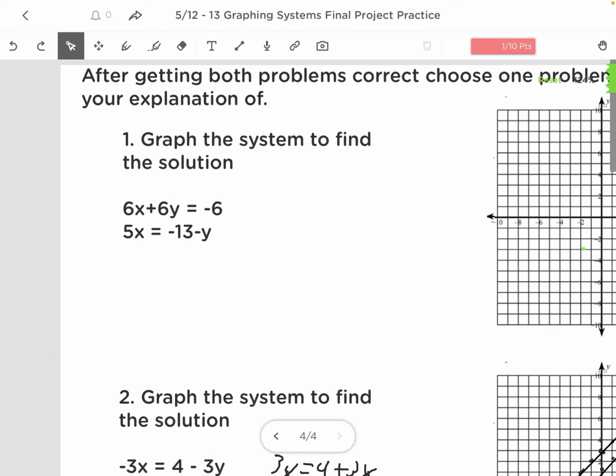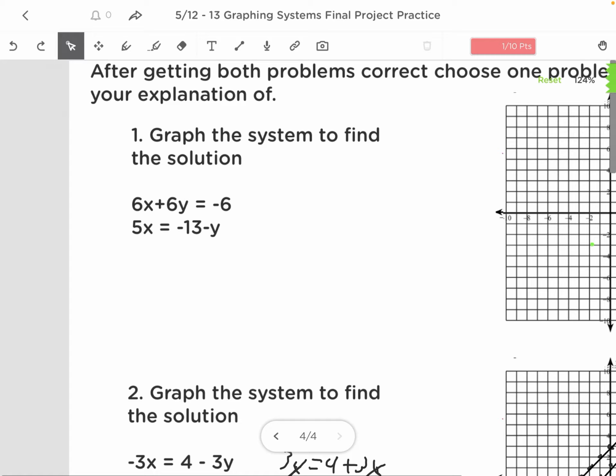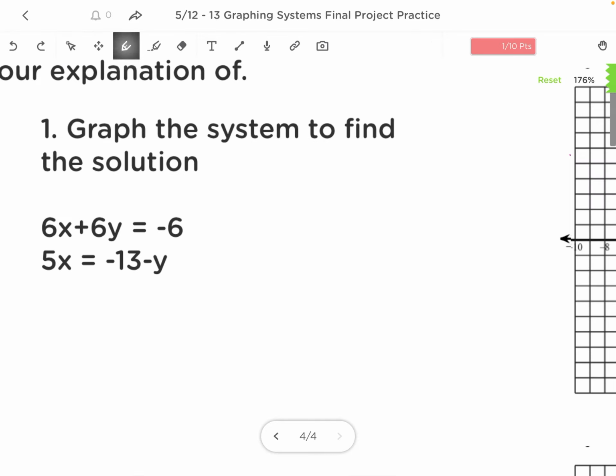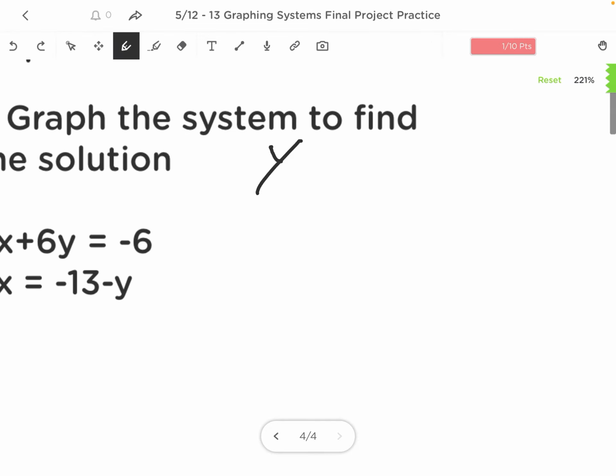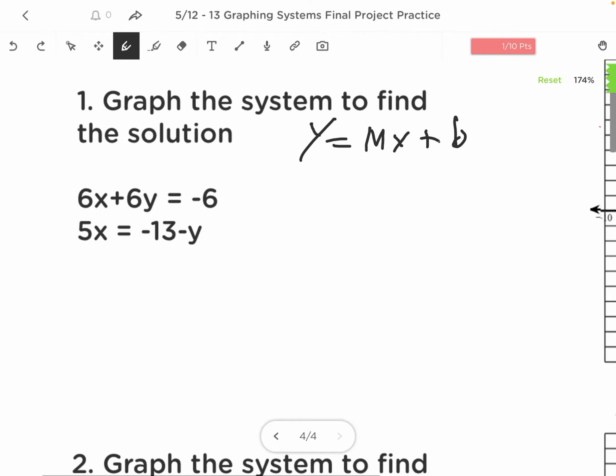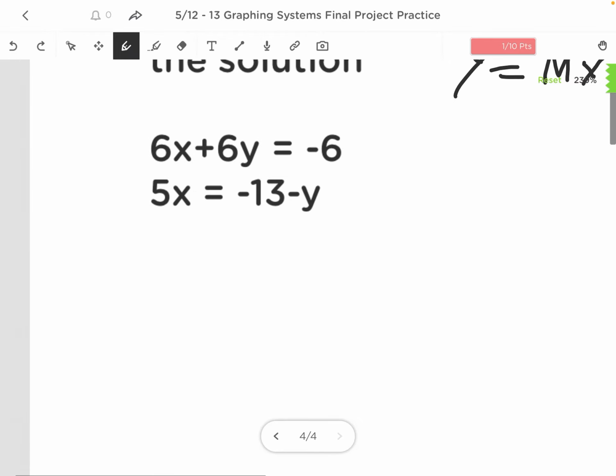First, you have to know what the y-intercept form is. Y-intercept form is basically y equals slope times x plus the y-intercept, because the y-intercept is the value of y when x equals 0. So here we convert both equations to y-intercept form.